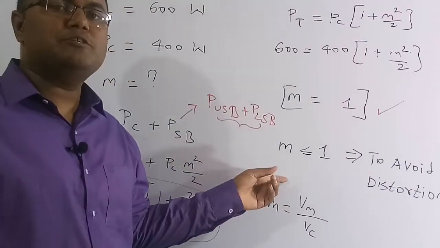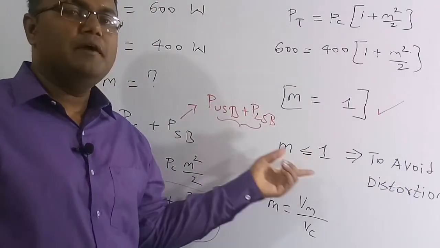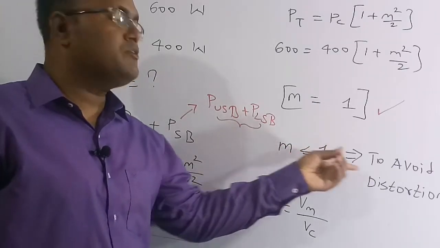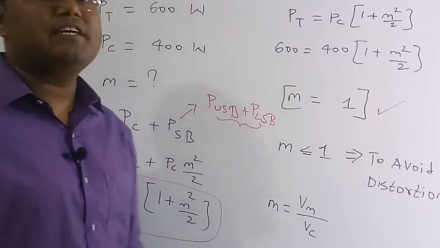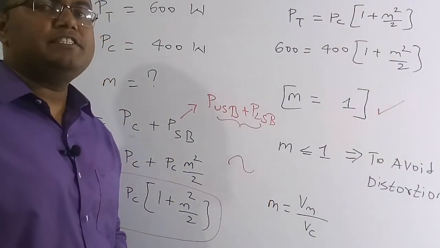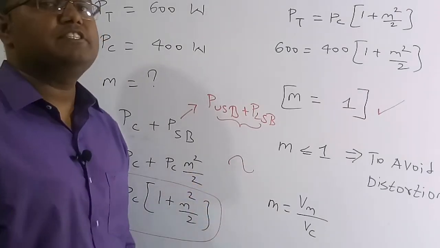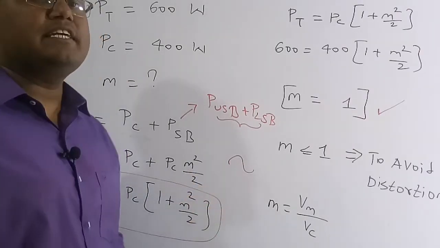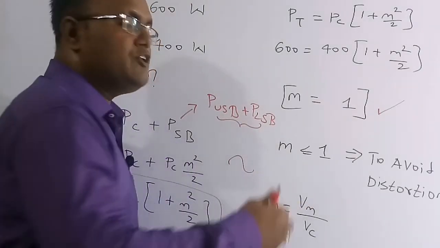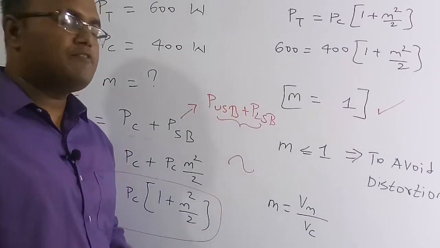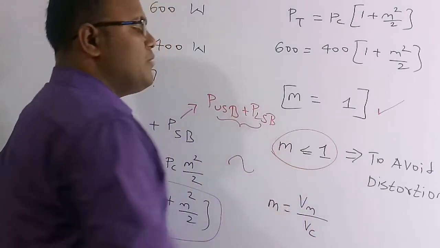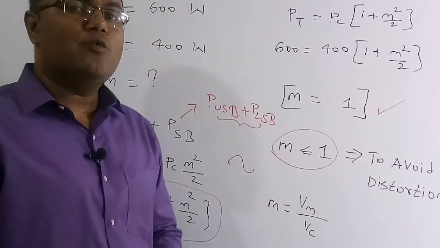Always we prefer m less than or equal to 1. That means we keep the modulation factor or modulation index less than or equal to 1 to avoid distortion. By modulation we increase the frequency of the signal, and by the demodulation technique we get the original signal back. When m is less than or equal to 1, only then do we get the original signal from the modulated signal. That is the reason m has to be less than or equal to 1.